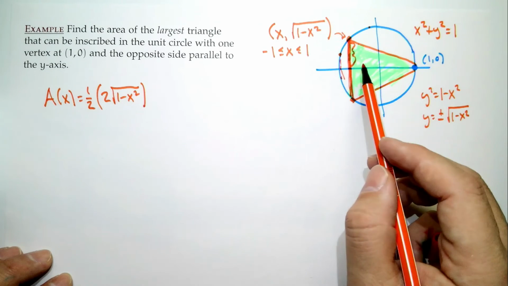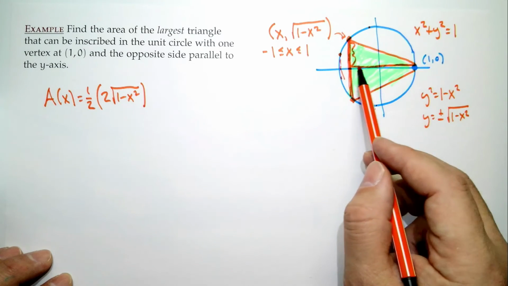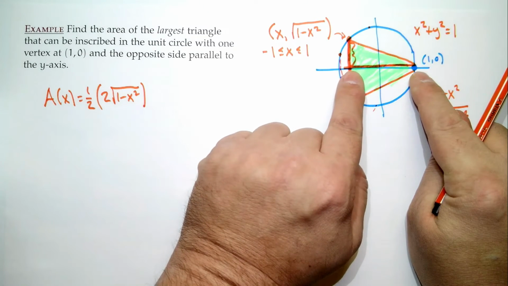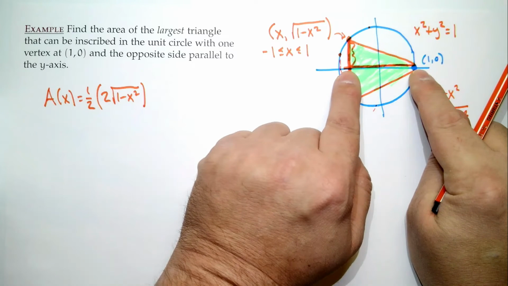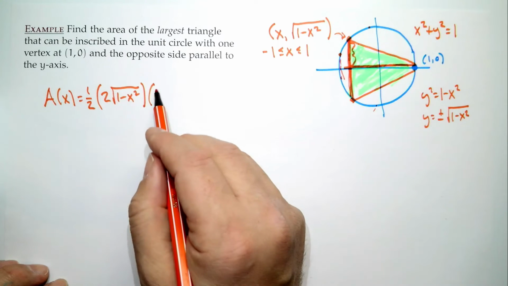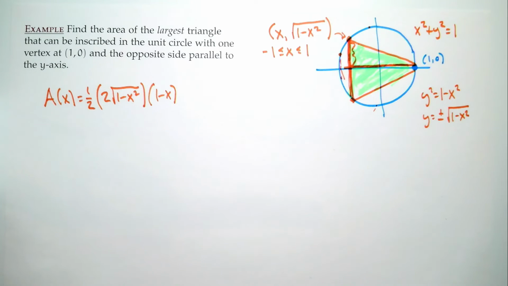Now, what's the height? This distance. Well, over here I'm at 1. Over here I'm at x. How far apart are these? They're 1 minus x. And there we go. So, there's our expression. We just have to optimize that, and life is good. Now, there's a couple of things we can do. One really easy thing we can do is cancel off the 2's. That's good.